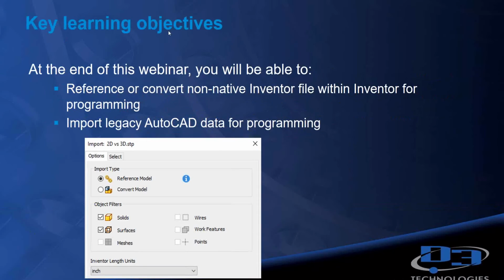Our key learning objectives: we're going to look at how to reference and/or convert non-native Inventor files into Inventor. Then we're also going to see how we can import your legacy AutoCAD data. So anything that you have in 2D drawings from the past, you can actually reference that geometry as well.